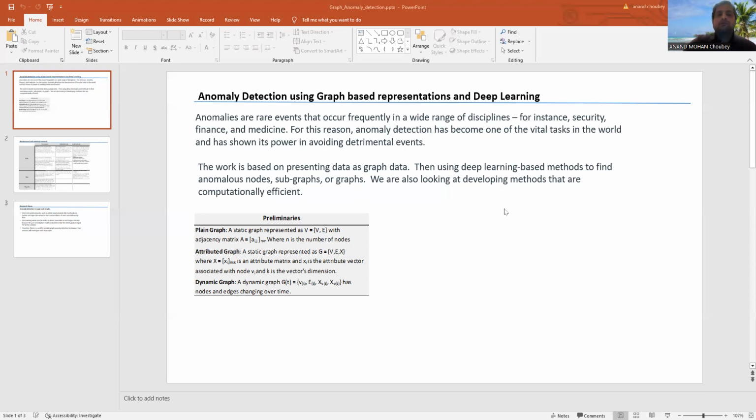Then we have a third type of graph, which is dynamic graphs. Dynamic graphs are similar to attributed graphs, but they have nodes and edges changing over time.